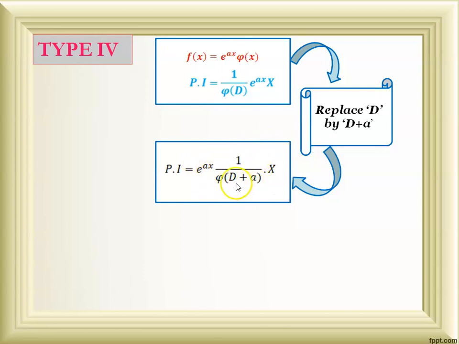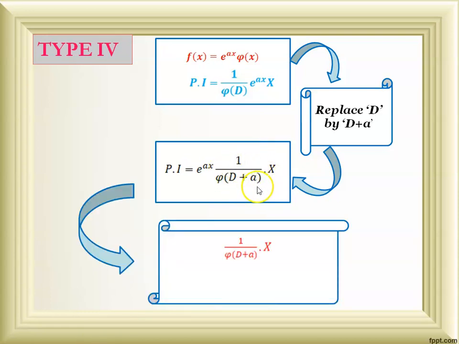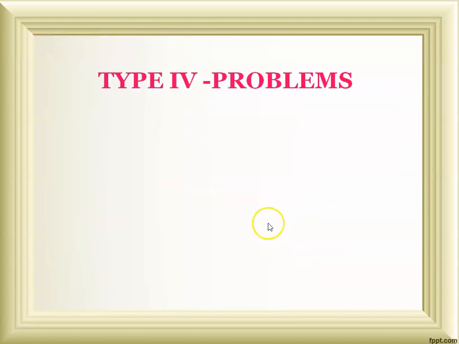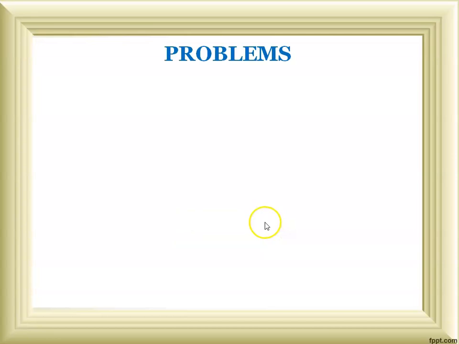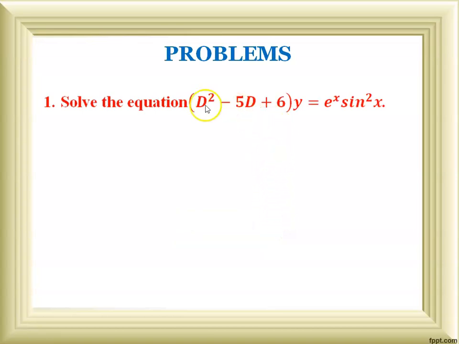After that we may need to operate only 1 by phi of d plus a into x alone. So for expanding this, after replacing, it must be converted into either of the first three types category. So therefore it can be expanded by using any of the first three types. We will get the final P.I. value. So type 4 problems, this RHS form is like e power ax into capital X. Let us have the first problem here.